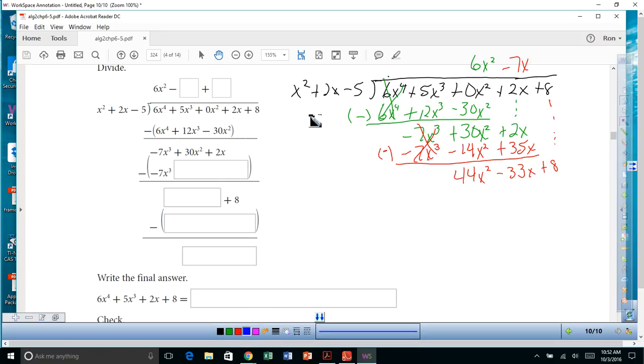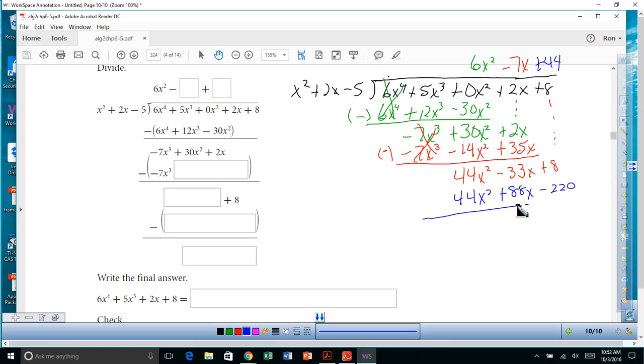Again, you want to turn x squared into 44x squared. So we're going to multiply it by positive 44. 44 times x squared is 44x squared. 44 times 2x is plus 88x. And then 44 times negative 5 will be minus 220, I believe. Let's see. 5 times 44, 220.